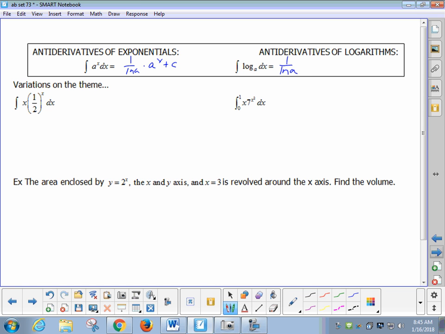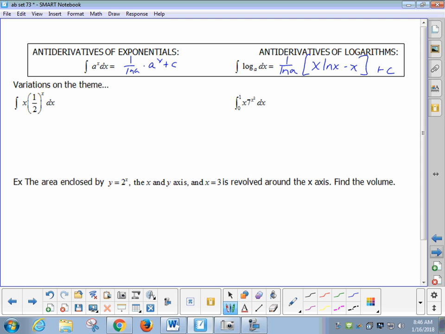Over natural log of a, bracket, times the quantity x natural log of x minus x. Okay. All right. So let's talk about this bad boy, x times the antiderivative of (1/2) to the x. You can see that we have an exponential, but we also have a stray x. What do you think here?